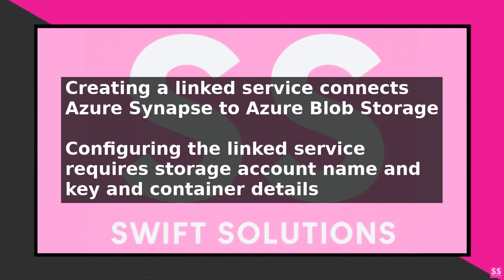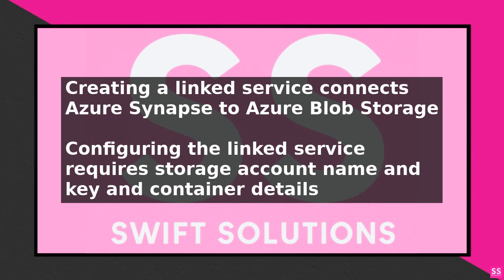Step 3: Configuring the linked service. Once we have created the linked service, we need to configure it to connect to our Azure Blob Storage account. We will need to provide the storage account name and key, as well as the container name and blob path. We can also specify the file format, such as CSV or Parquet, and the compression type.